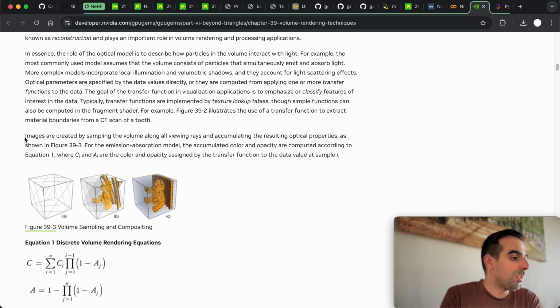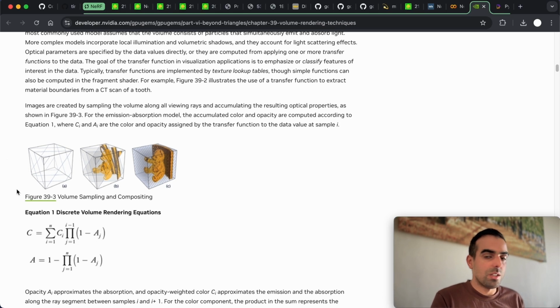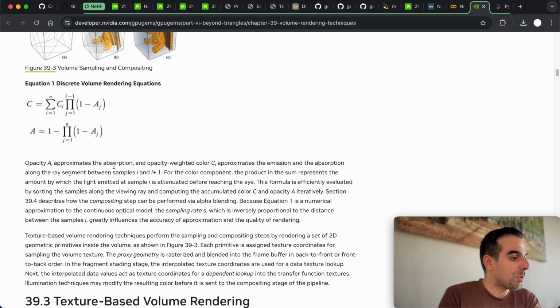So this is the key idea. Images are created by sampling the volume along all viewing rays and accumulating the resulting optical properties, as shown in figure 39. So for the emission absorption model, the accumulated color and opacity are computed according to equation 1, where Ci and Ai are the color and opacity assigned by transfer function of the data value at sample i. These equations are very similar. Basically, they are the same as the ones used in NeRF.